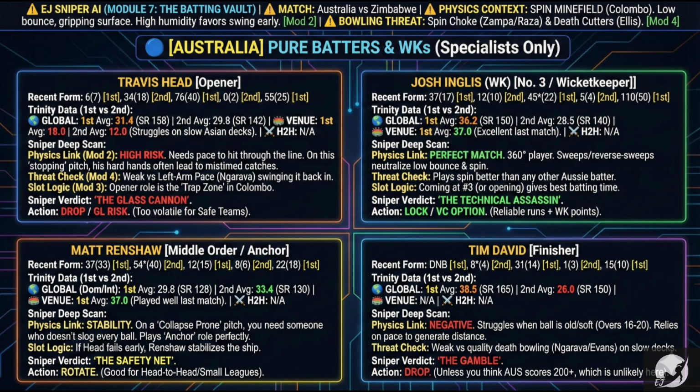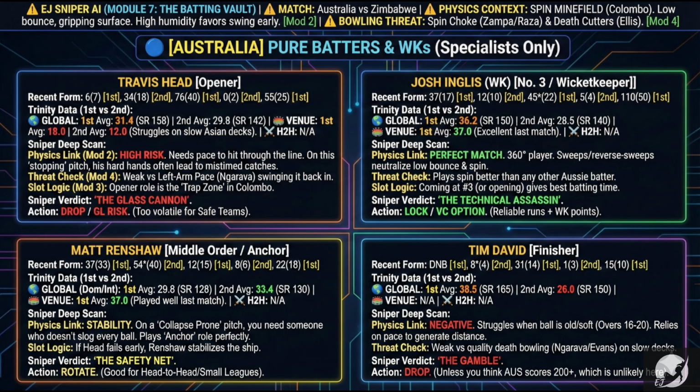Target 2, Josh Inglis. He is the antidote. We call him the technical assassin. He plays 360 degrees. His sweeps and reverse sweeps neutralize the low bounce. With a venue average of 37, he is not just a pick. He is a vice-captain option.